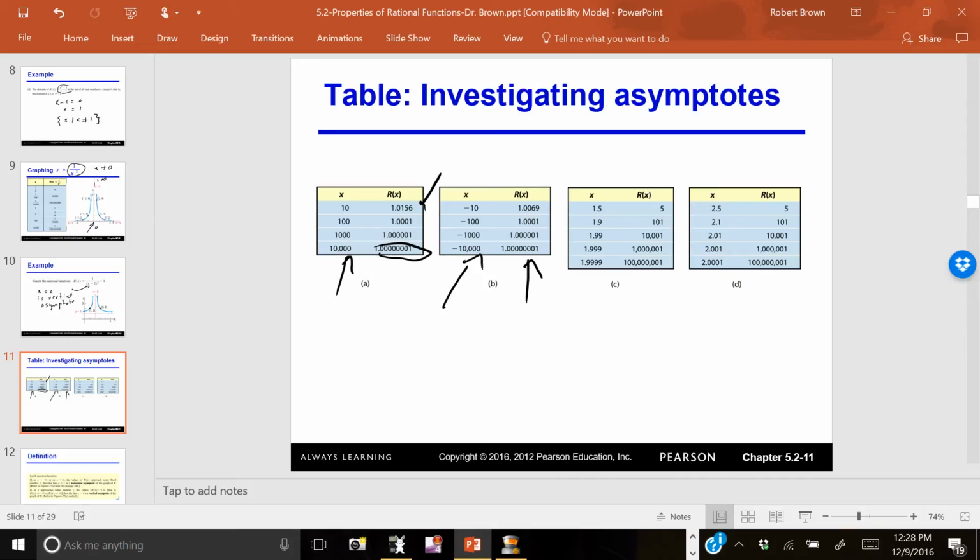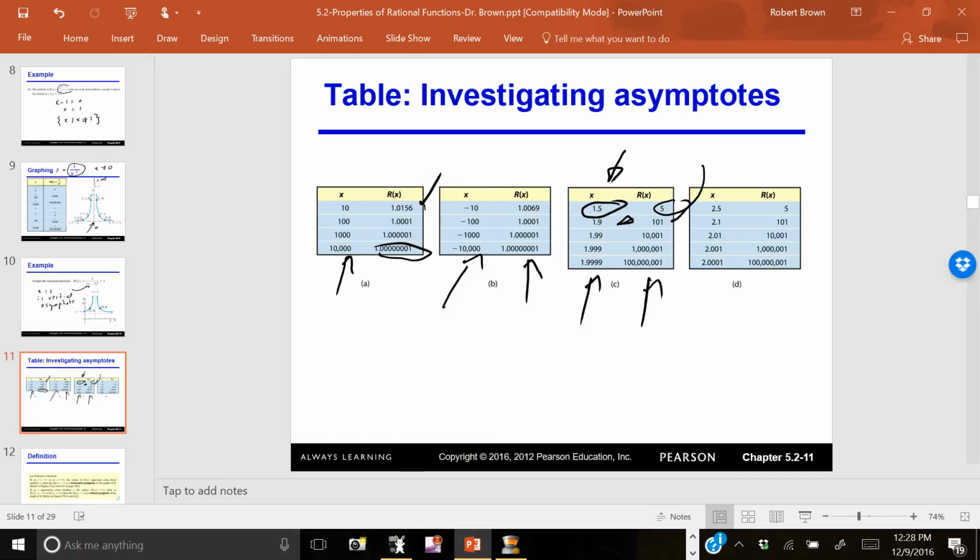And notice as x gets close to 2, the function gets larger and larger. If x is not close to 2, like at 1.5, the value of the function is 5. But very quickly, as you get to 1.9, which is close to 2, the function is already at 101. And finally, as you get to 1.9999, you're at 100,000,001.